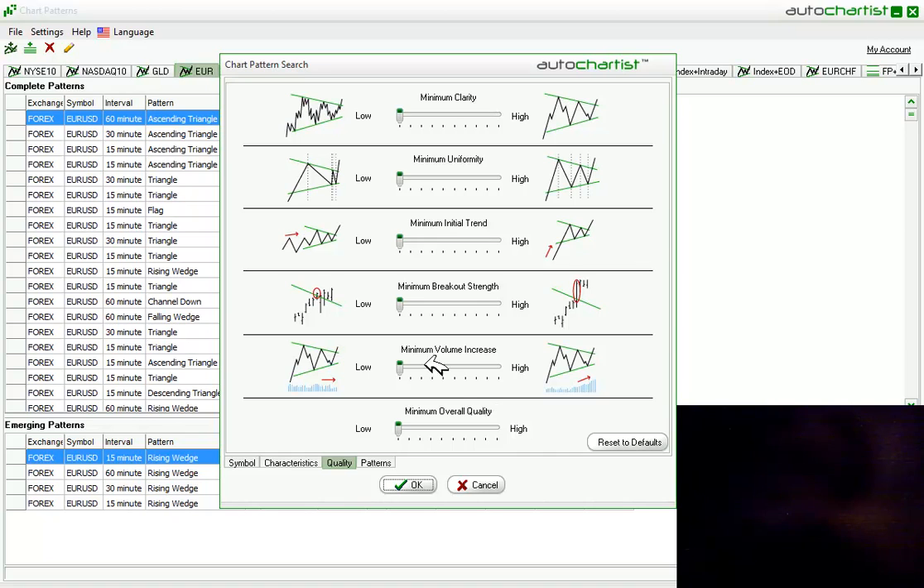Please do it incrementally. Volume does not have any bearing on our Forex scans, and minimum breakout strength is something I would recommend you just go ahead and keep on low, unless you're finding that too many of your complete patterns have very bad or weak breakouts, because this only affects complete patterns. But again, I would recommend keeping this on low, because there are discretionary decisions that you will be making when you are looking at the actual pattern alerts, whether they be complete or emerging.